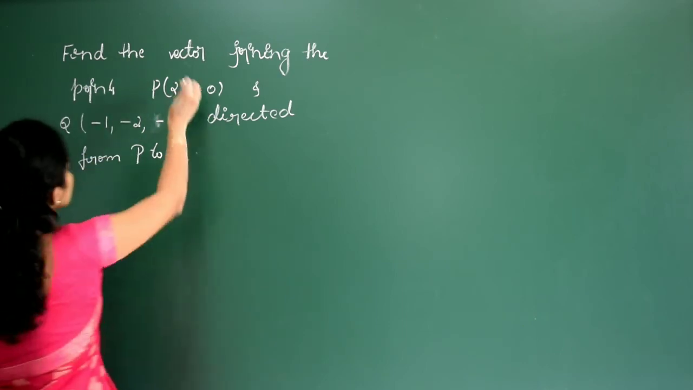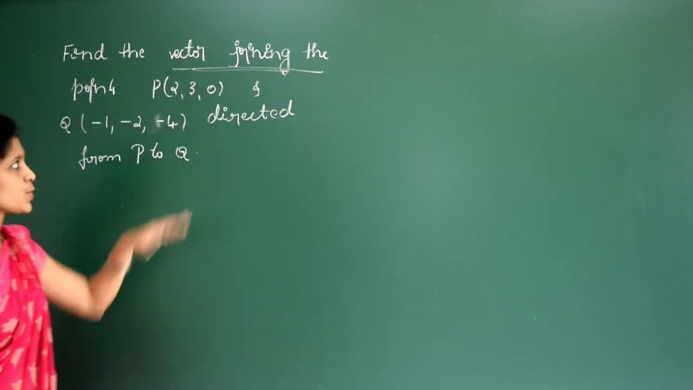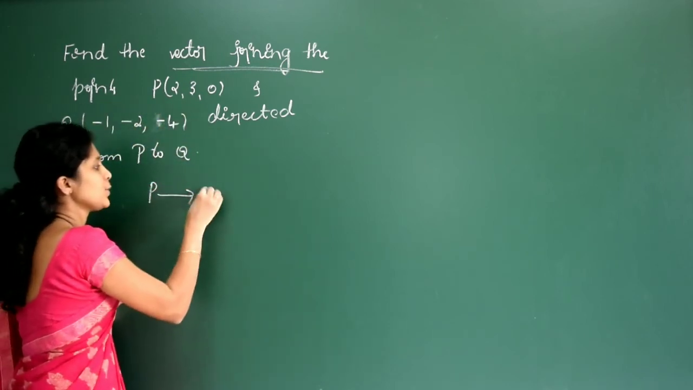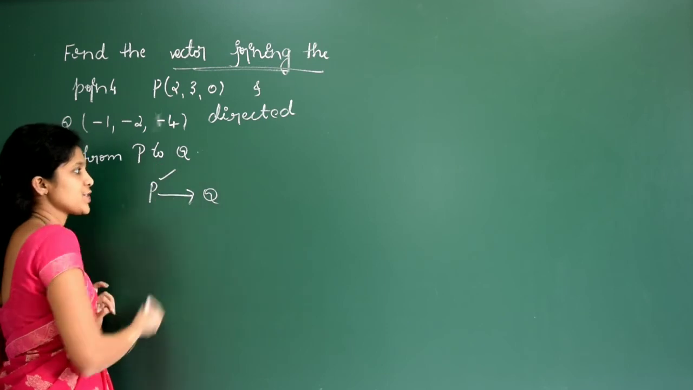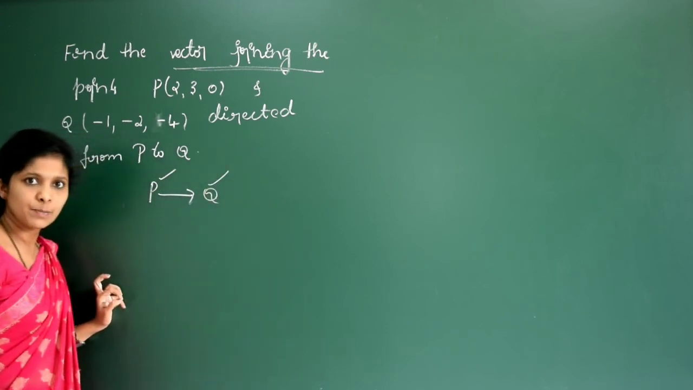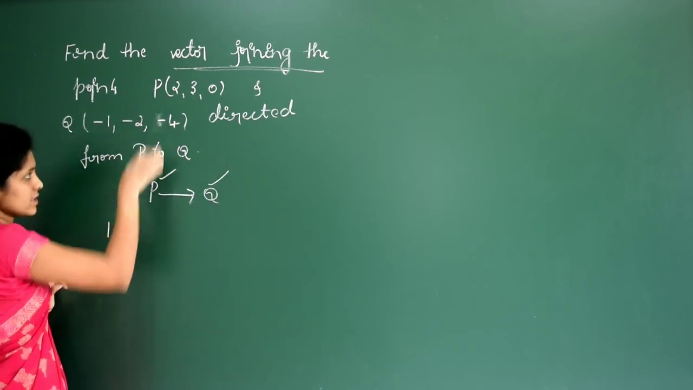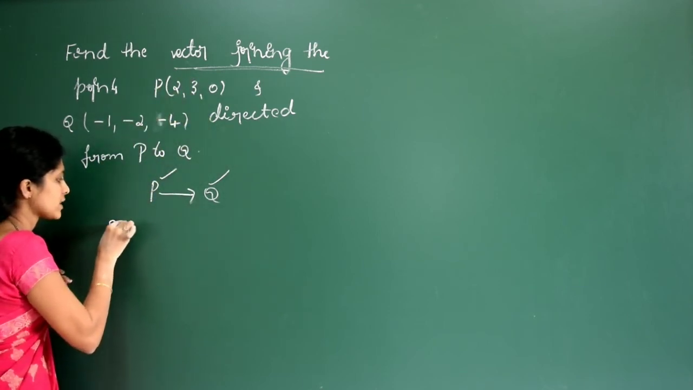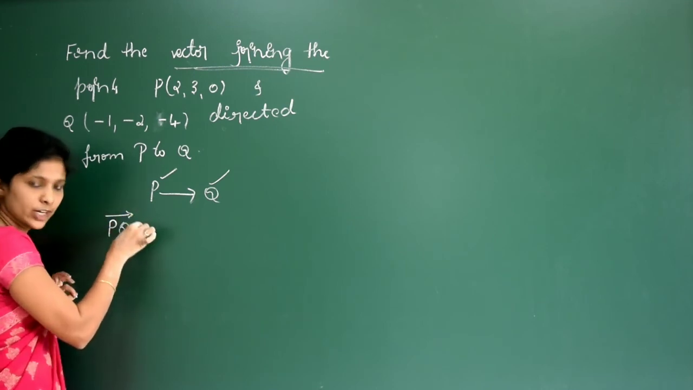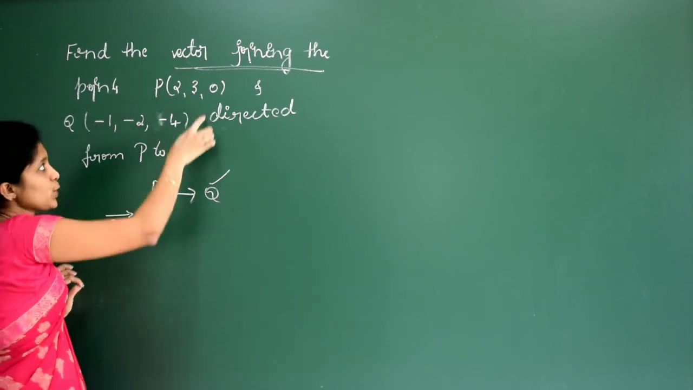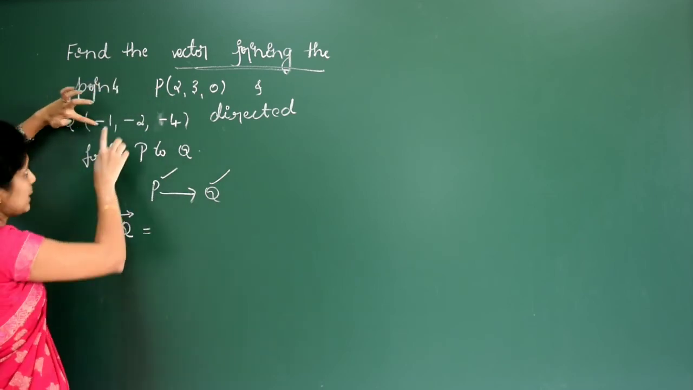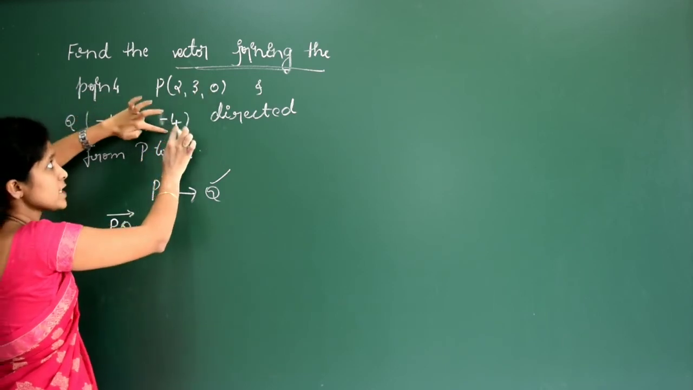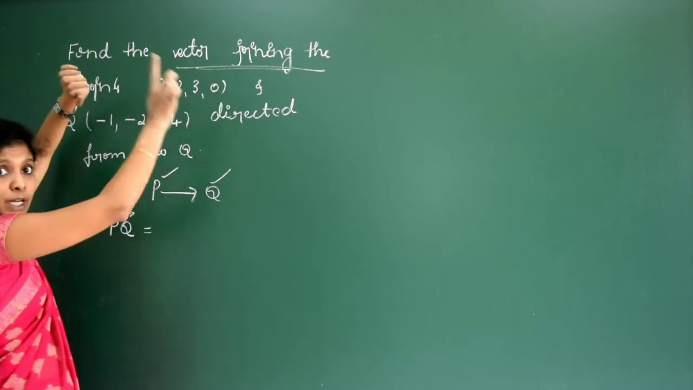Find the vector joining the points. Okay, vector joining the points. Two points are given, P and Q, directed from P to Q. P to Q is nothing but, here P is the initial point and Q is the terminal point. So for this directed line, you have to find the vector joining the two points, that is PQ vector, we need to find, right? PQ vector is equal to P to Q. Is it clear?